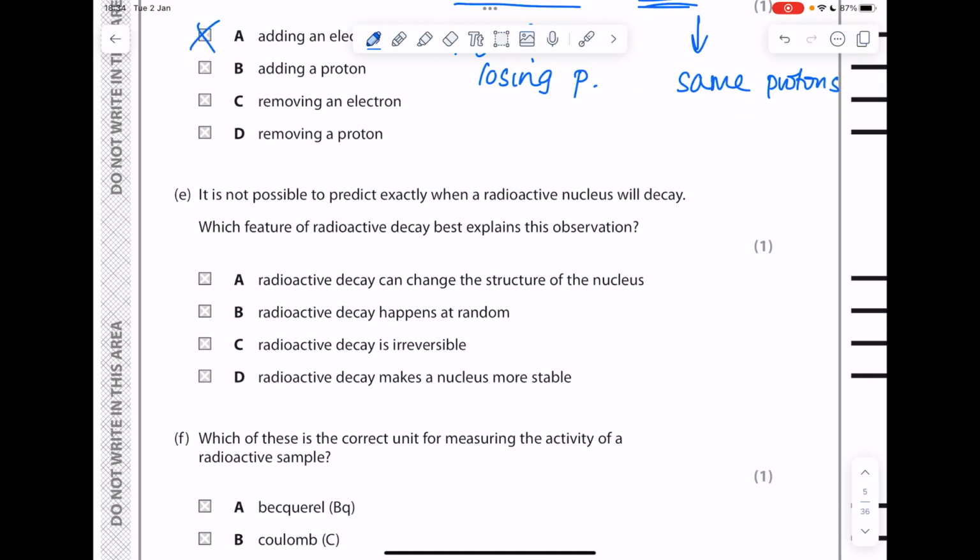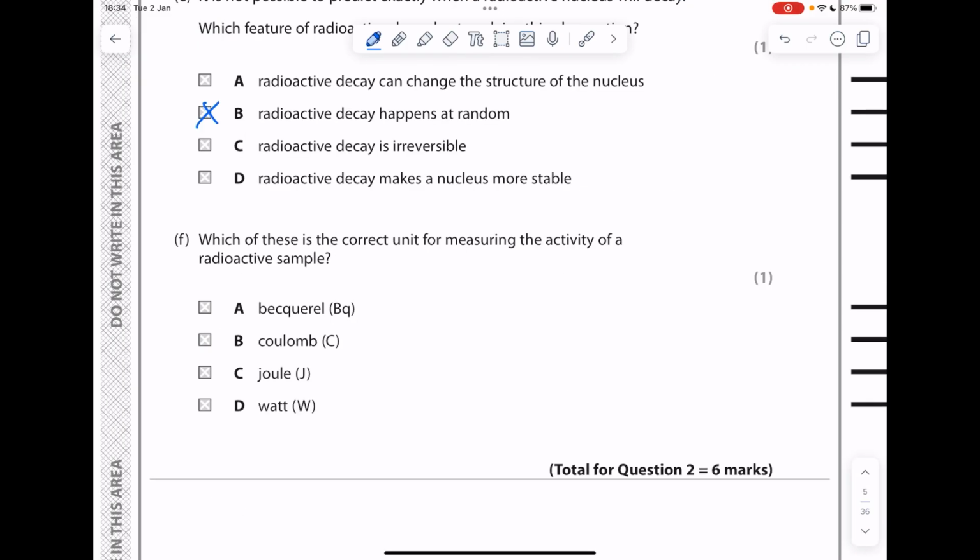It's not possible to predict exactly when a radioactive nucleus will decay. Which feature of radioactive decay best explains this observation? Remember, it's because it's very random. So the answer here is B. Which of these is the correct unit for measuring the activity of a radioactive sample? It is the becquerel. Coulombs, remember, measure charge. Joules is energy. It's always good to make sure you know why other answers are wrong.